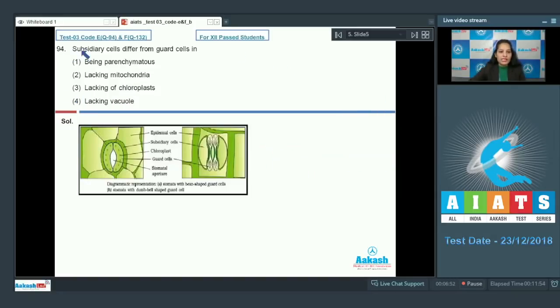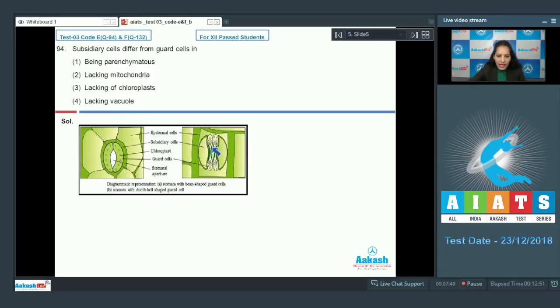Question number 94. Subsidiary cells differ from guard cells in: first option, being parenchymatous. Second, lacking mitochondria. Third, lacking chloroplasts. Fourth, lacking vacuole. In this question, you have to tell how subsidiary cells differ from the guard cells. First is being parenchymatous. You can see here clearly these are the diagrammatic representations of the stomata in dicots and in monocots. This is the stomata with the bean-shaped guard cells. These are the bean-shaped or the kidney-shaped guard cells in the dicots.